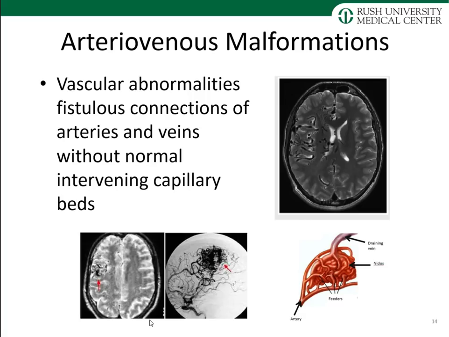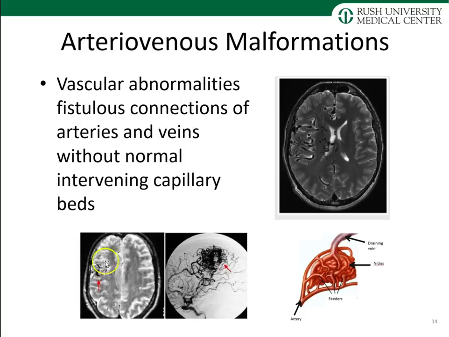Just a few words about arteriovenous malformations. So these are vascular abnormalities that are fistulous connections of arteries and veins without the normal intervening capillary beds. And what you can see in a couple of these images, on the upper right, you can see what looks like a bunch of snakes sitting in the cortex. That's actually that connection between the arteries and the veins.